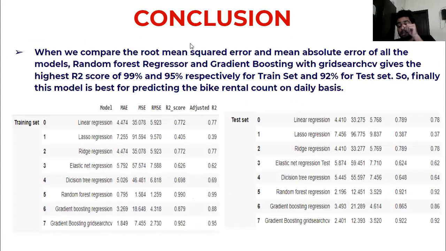And our next point is about model selection. When we compare the root mean square error and mean absolute error of all the models, random forest regressor and gradient boosting with GridSearchCV give the highest R square of 99% and 95% respectively for the train set, and 92% for the test set each. So finally, this model is best for predicting the bike rental count on a daily basis.